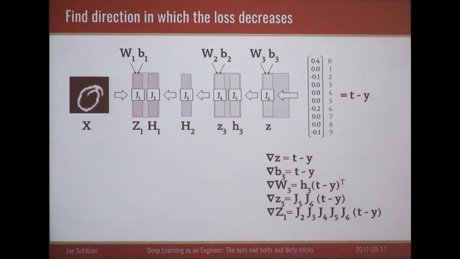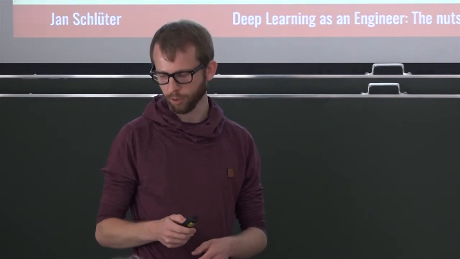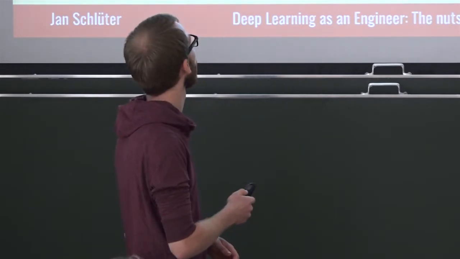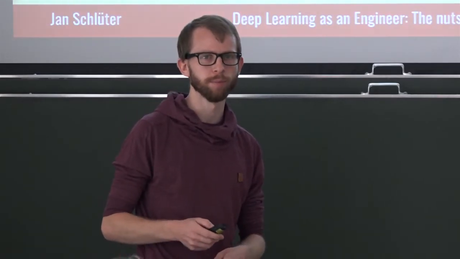Remember that in order to find the direction in which the loss decreases, we start with just taking the difference here. This tells us how to move the output. So for the output, we know directly how to change it. But for the earlier layers, up to here, we have to multiply this direction by all the Jacobian matrices that come in between.